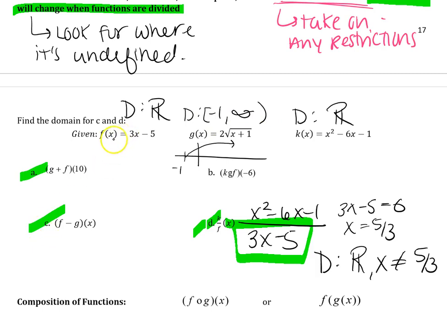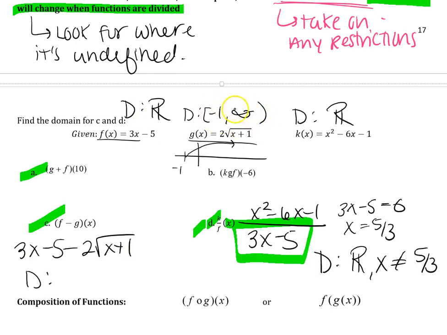Okay, so when I subtract f and g of x, I have 3x minus 5 take away 2 times the square root of x plus 1. My domain, when I compare all reals and this restriction, it'll take on the restriction. So that means when I add these together, I can't have any values less than -1.